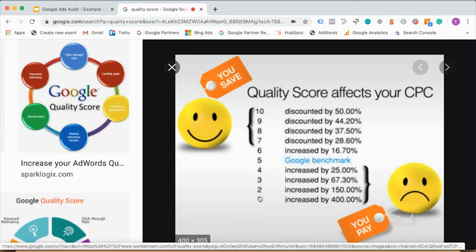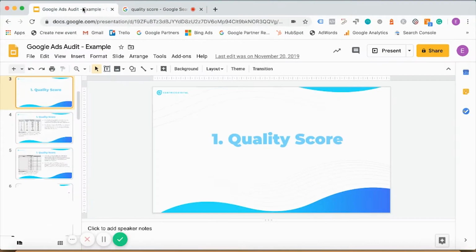which means that if you have a quality score of 1 in one of the keywords, then Google will penalize you and increase your cost per click by 400%. But then if you have a quality score of 10, which means that you're being very relevant to what users are searching, Google actually rewards you and they give you a discount of 50% on your cost per click. So that's why I think it's one of the most important metrics that we can optimize based on.